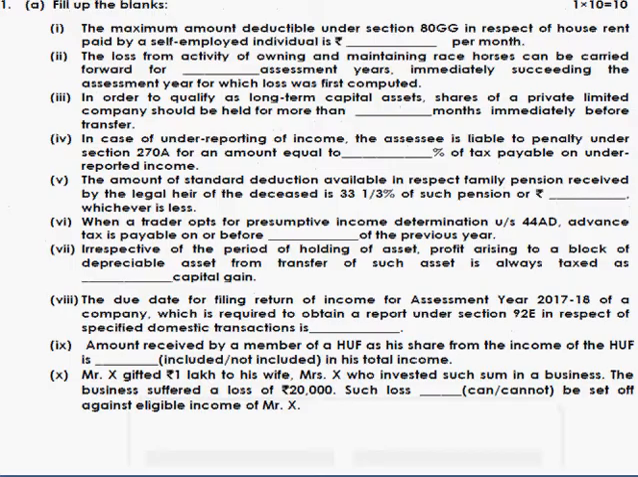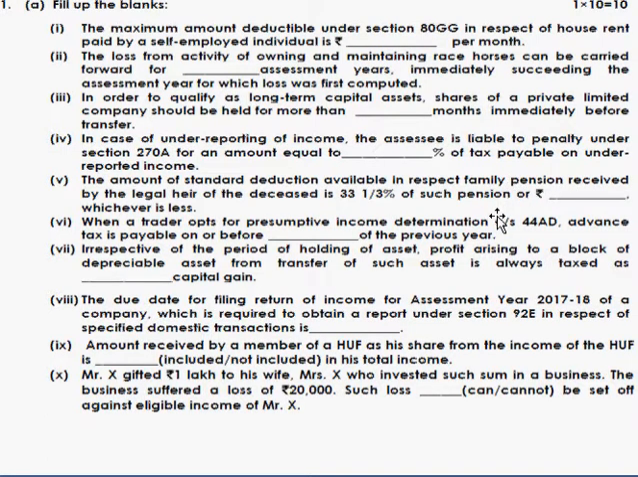Now let's talk about the next question, question number 5. The amount of standard deduction available in respect of family pension received by the legal heir is 33.13% of such pension or a certain amount, whichever is less. Let's try to understand the amount of standard deduction available in respect of pension.